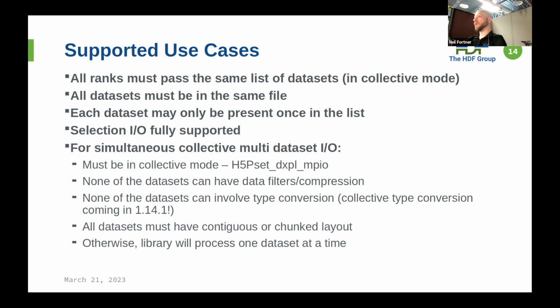And right now in 1.14.0, none of the datasets can use type conversion. That's an existing limitation in HDF5 that's been around since the beginning: there's no collective IO with type conversion. But it's worth mentioning that in 1.14.1, we're going to allow collective type conversion when you're using selection IO, with some other limitations, mostly involving memory, that I'll talk about in a few weeks. And all the datasets have to be contiguous or chunked. Otherwise the library will handle one dataset at a time.